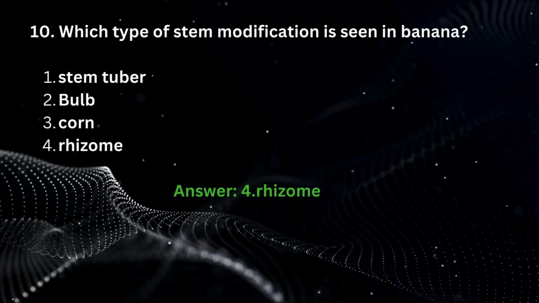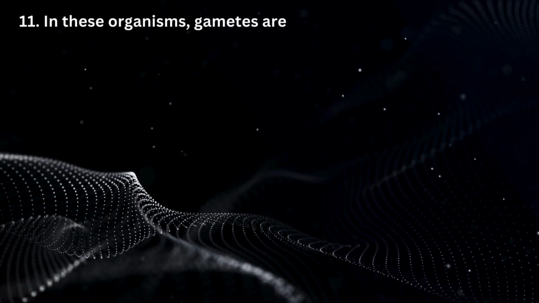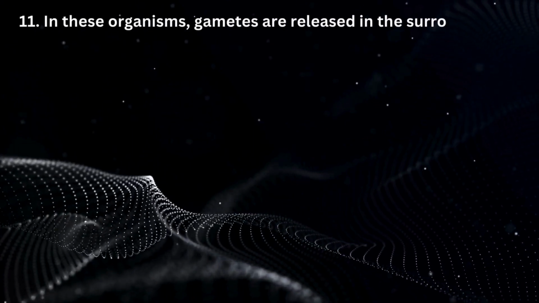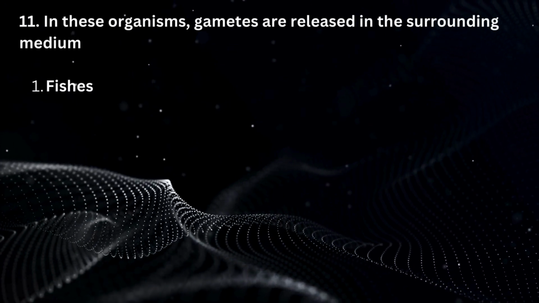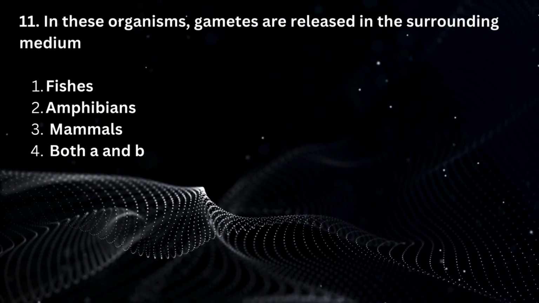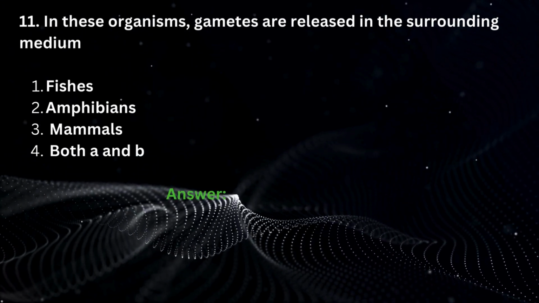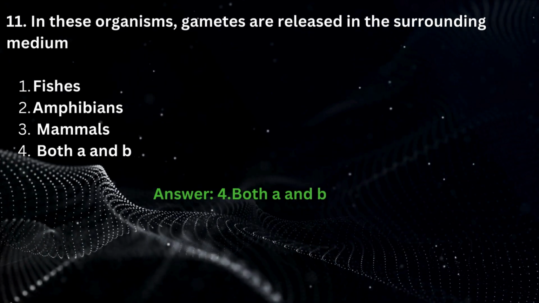Rhizome. Question number 11, in these organisms, gametes are released in the surrounding medium. 1. Fishes. 2. Amphibians. 3. Mammals. 4. Both A and B. The answer is 4. Both A and B.